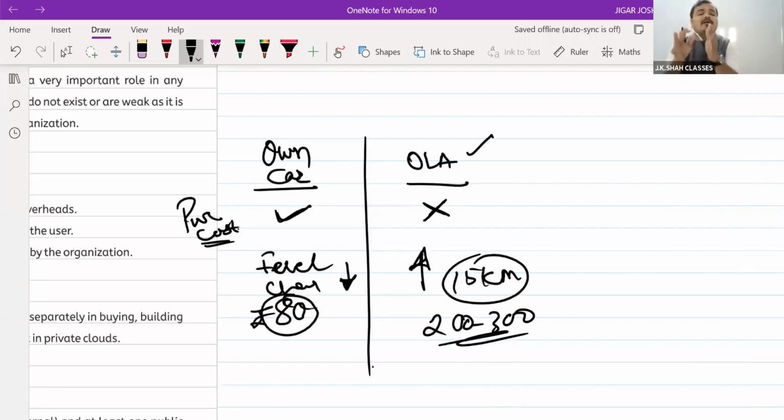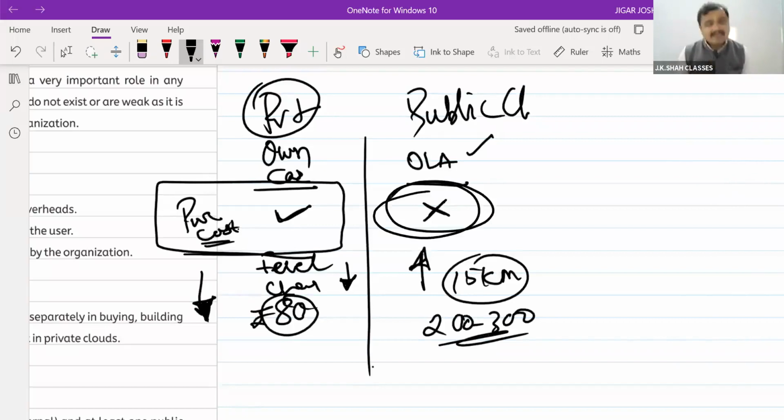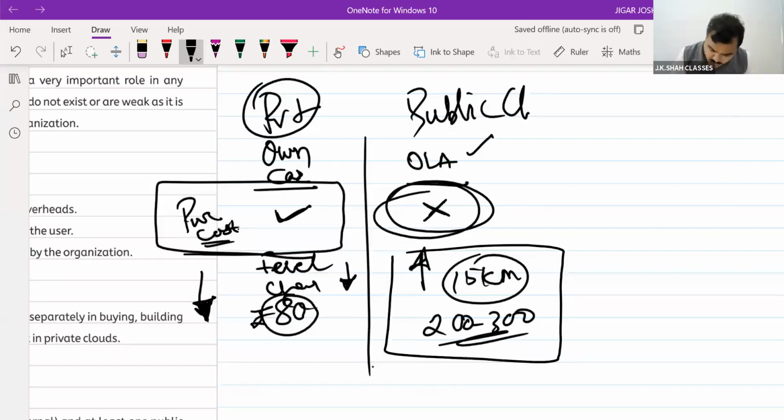So try to understand what I want to figure out over here. Own car is the example of what? Private cloud. In private cloud, I have investment cost, but my administration cost is very less. Do you agree with me? On the other side, Ola is the example of public cloud. Here, people, I will not have my investment cost. I don't want to make any investment over there. But my administrative cost would be a little bit high because they will charge me for each and everything. I hope it's conceptually clear to all what I want to say.